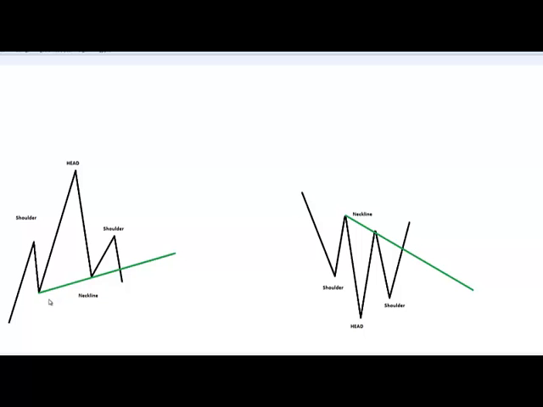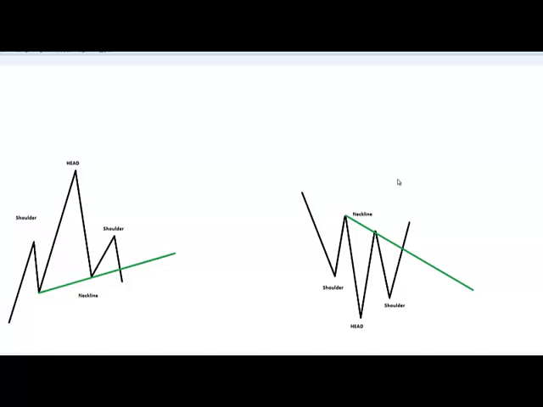The slope of the line is very important. In a normal head and shoulders, you want an up-sloping line, and in a reverse or inverse head and shoulders, you want a down-sloping line. So if you want the stock to go down, you want an up-sloping neckline. And if you want the stock to go up, you want a down-sloping neckline.